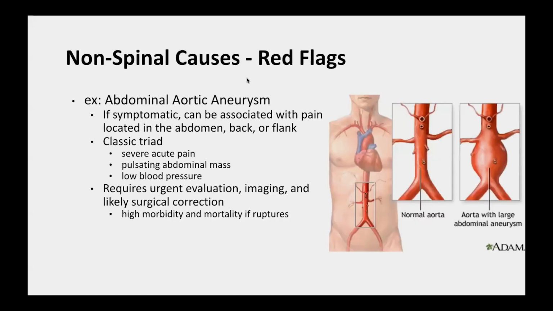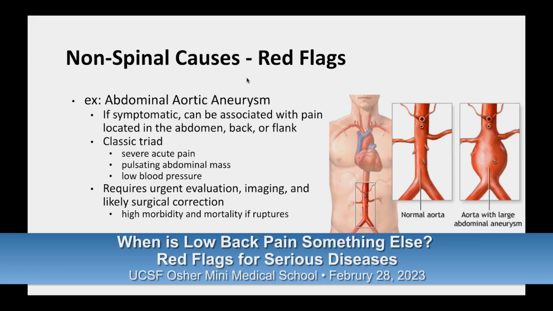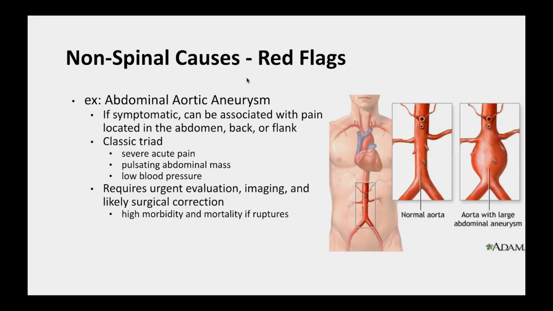The last thing I wanted to highlight for that patient age group greater than 50 are non-spinal causes of low back pain and red flags to look out for. Not all low back pain starts or comes from the spine itself. One example of a serious cause of low back pain that's not coming from the spine is something called an abdominal aortic aneurysm, or something we'll refer to as a AAA.